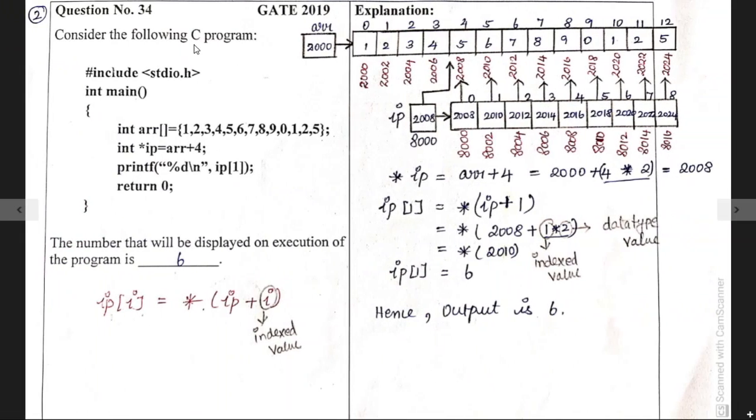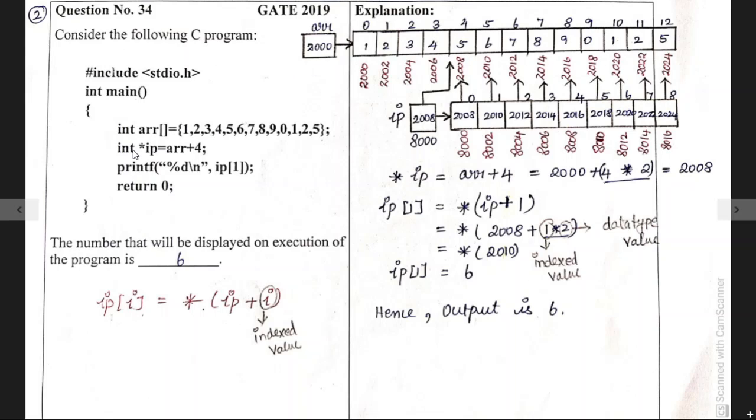And the question is, consider the following C program, and the program is given to you, and you have to find the number that will display on execution of the program. Okay. In this program, I have one function, the main function. Inside the main function, in first statement, I have array variable. Array means it stores the value in continuous order. So that is what I have written in memory space.